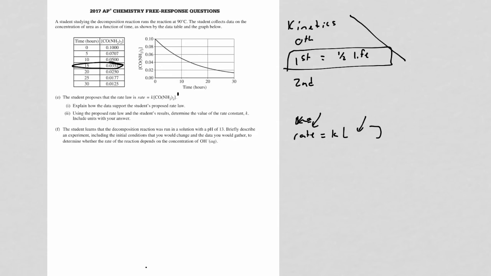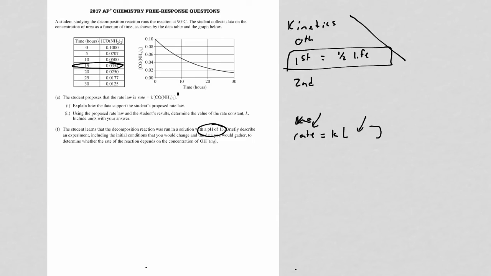Okay, student learns that the decomposition reaction was run in a solution at pH of 13. Briefly describe an experiment, including the initial concentrations that you would change, the data you would gather to determine whether the rate depends on the concentration of hydroxides. I don't think this one would also be on your exam because it deals with pH and the acid-base unit is no longer on the exam.